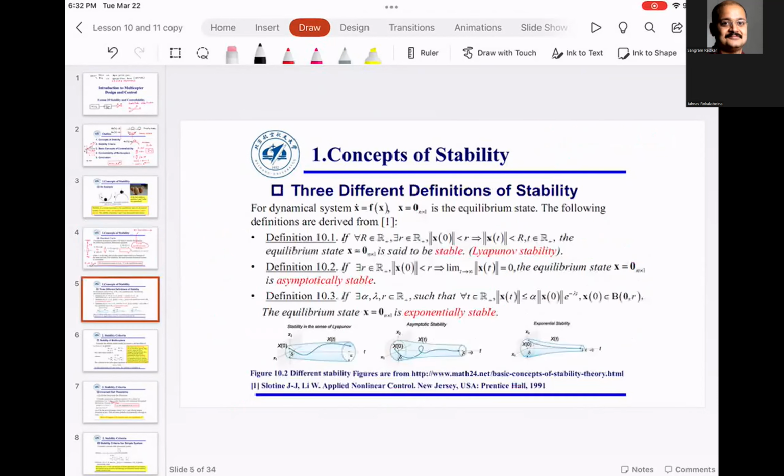Okay, next part. There was a very, very famous scientist called Lyapunov. He defined the concept of stability. And the concept of stability that he defined is in terms of mathematical notations and set theory. But before I explain the definitions, I want you to think about a very simple example.